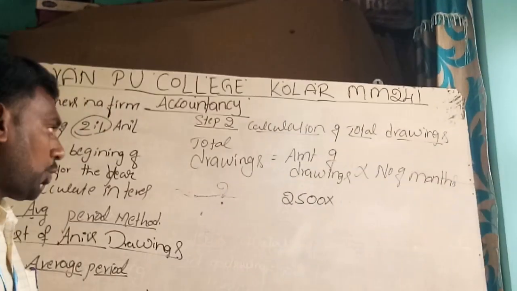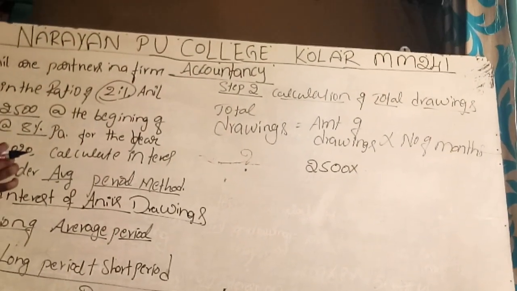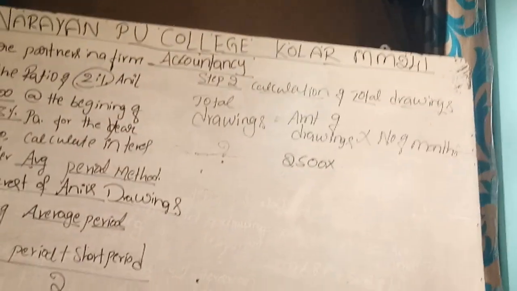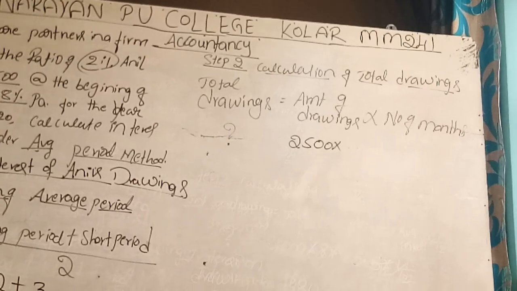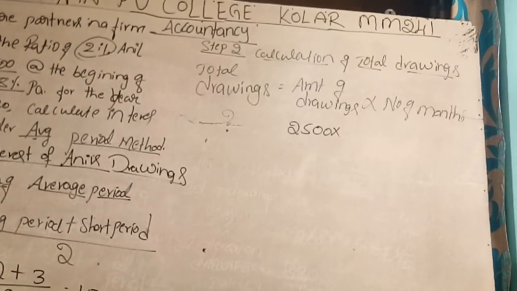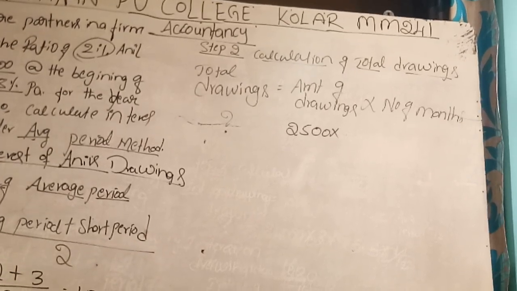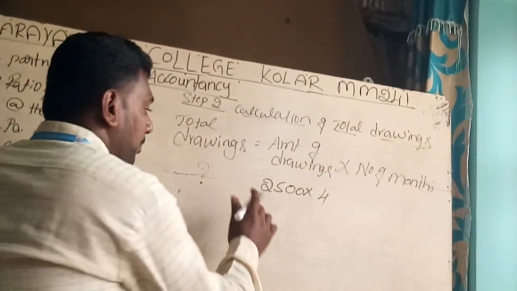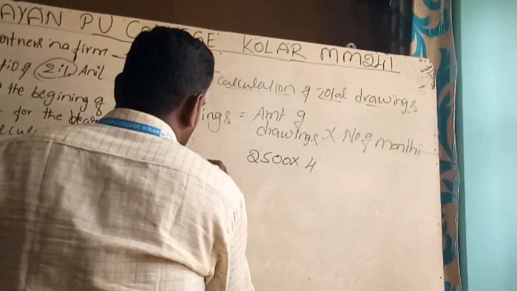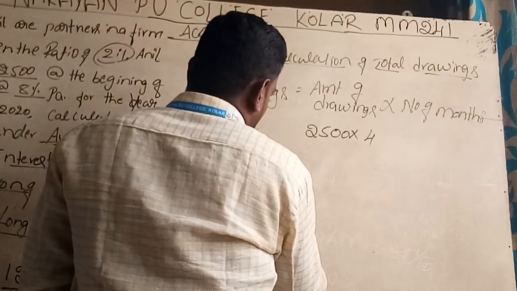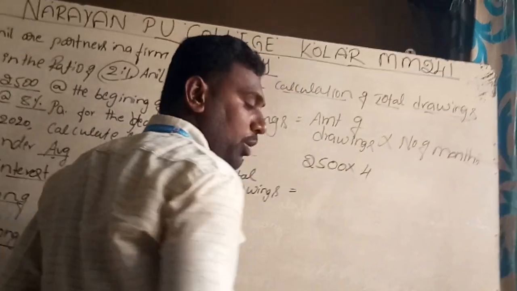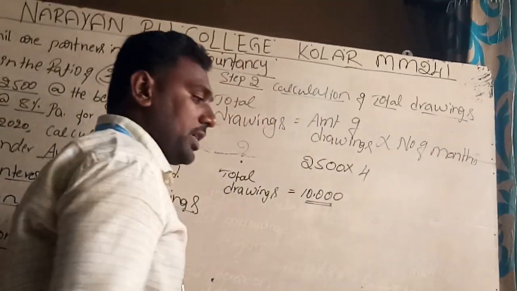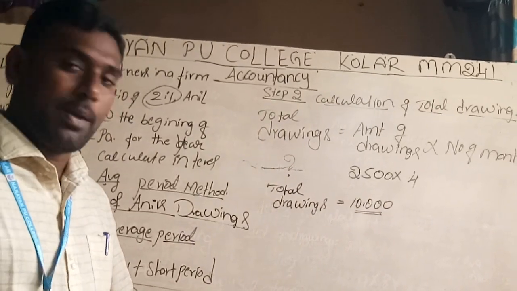In previous questions, we calculated the duration from the date of drawings to the date of ending, 12 months. But in this question, they gave information about quarterly. Quarterly means 3 months is considered as 1 quarter. So in 1 financial year, 4 quarters will be there. For number of months we should consider 4 quarters. Therefore, total drawings is equal to 2,500 into 4, we will get 10,000 rupees. 10,000 is the total drawings. This is step number 2.